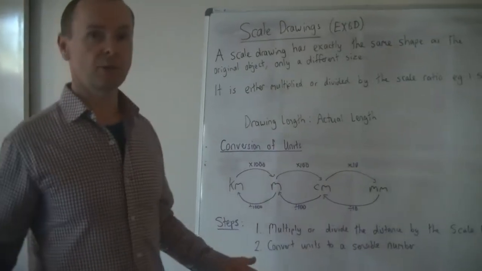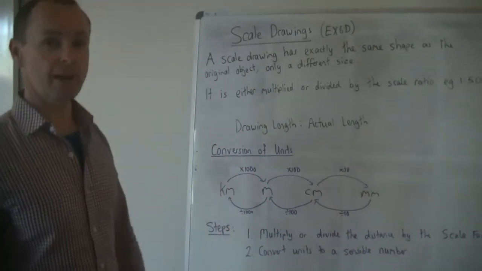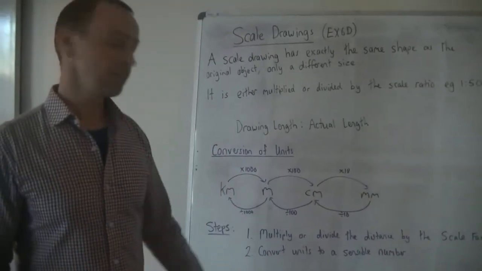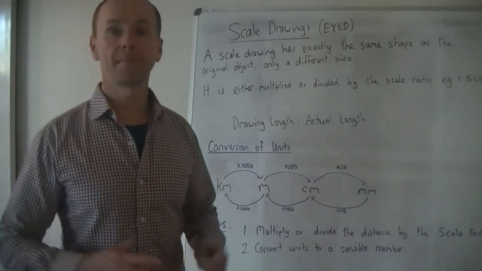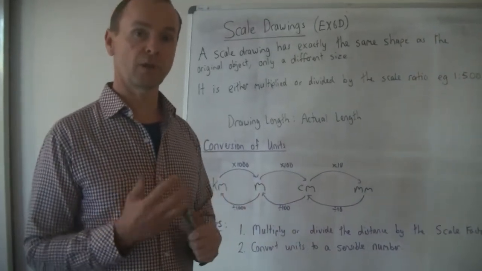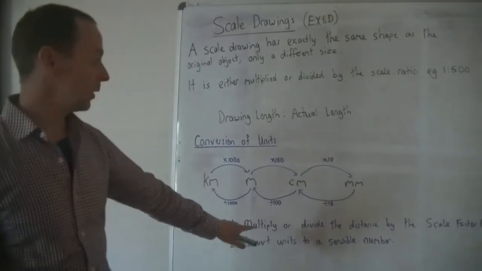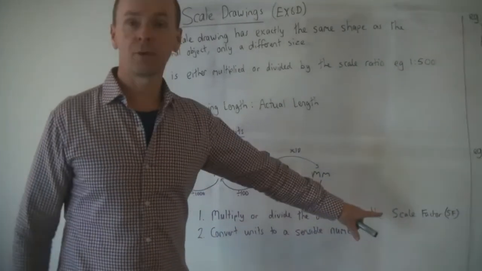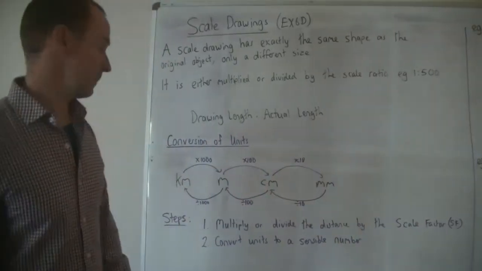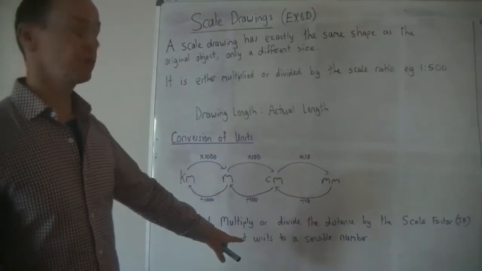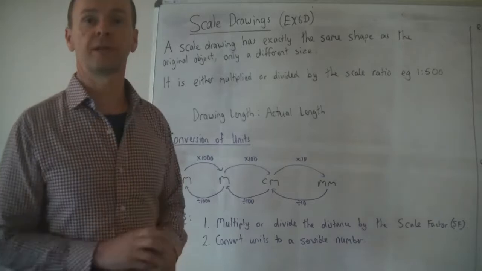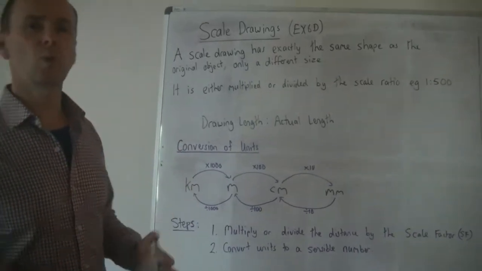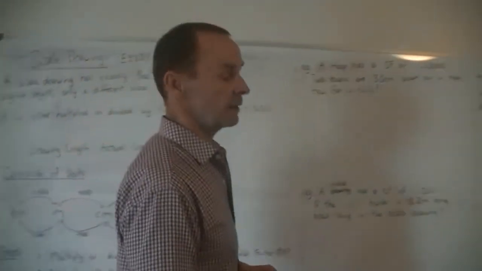And I'll try to keep this really simple. There are only 2 steps. All you have to do with a number, you just have to work out whether it's getting bigger or smaller, whatever it is you're trying to find. So you're either multiplying or dividing the actual value by the scale factor. That's the first step. And the second step is then just convert the units back to a sensible number. And you're probably saying, what are you talking about? I'll explain exactly what I mean.